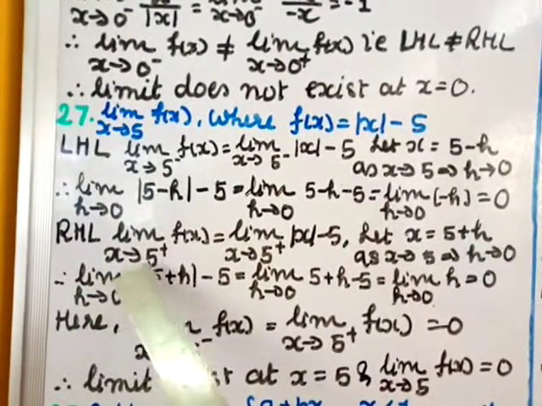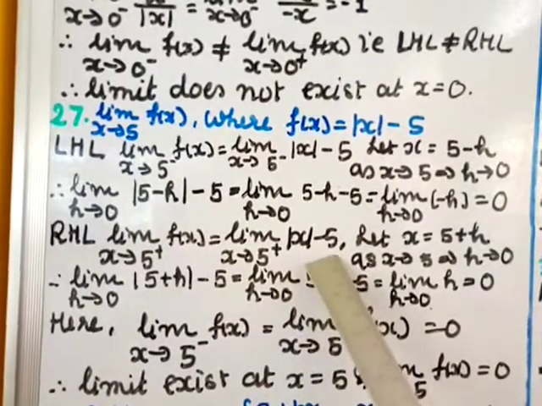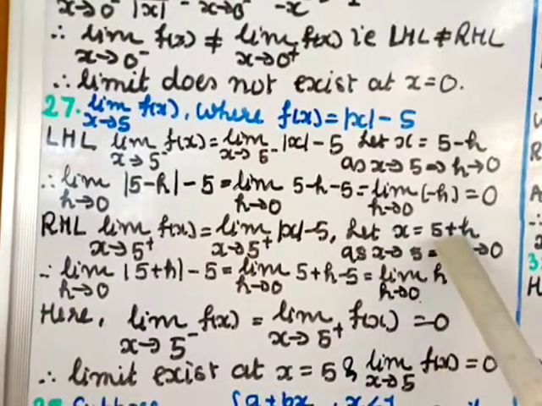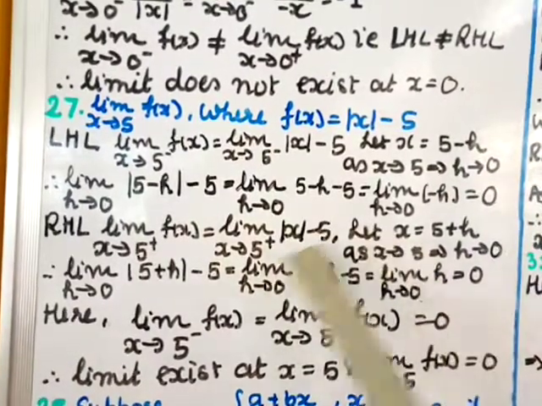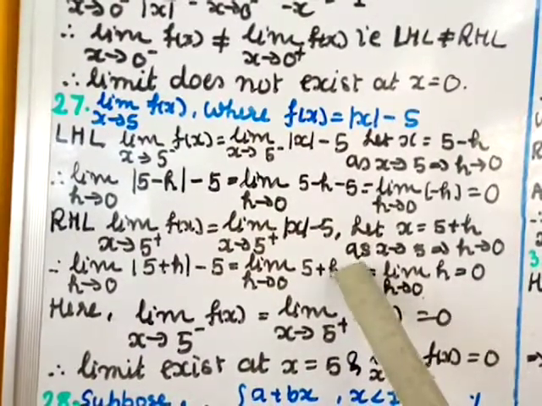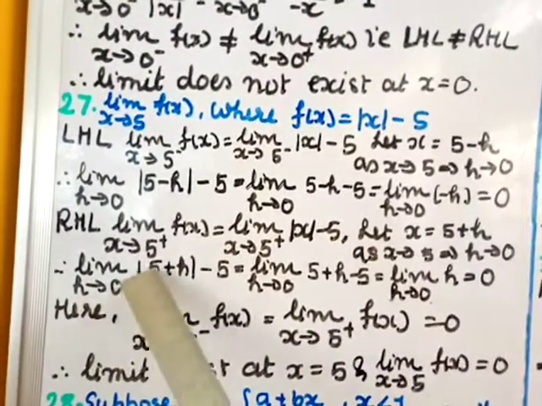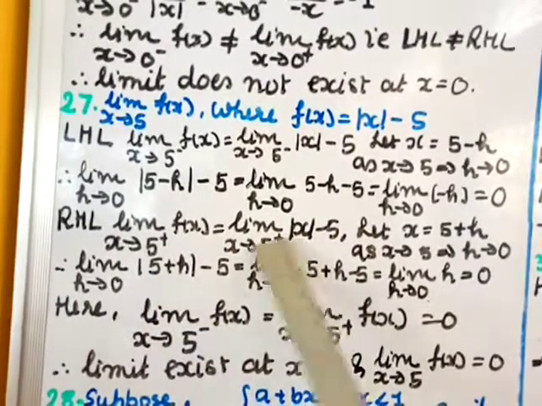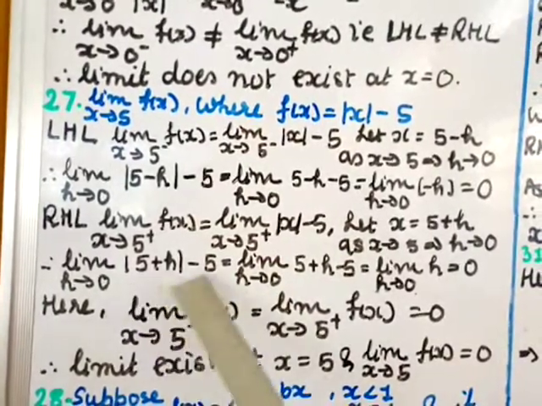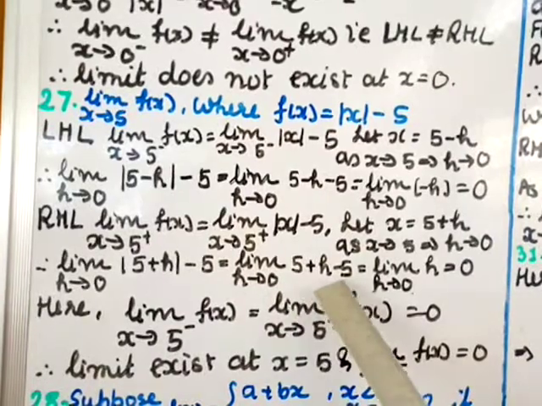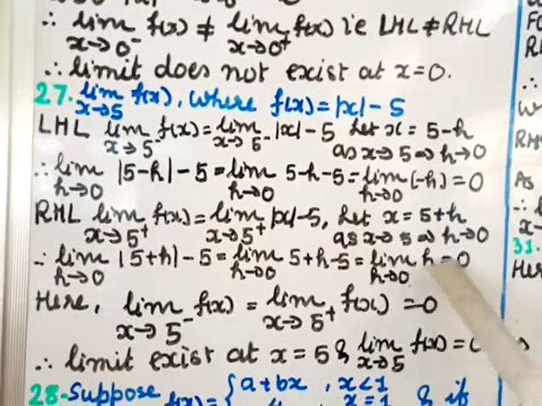Right hand limit: limit x tends to 5 plus f(x) is equal to limit x tends to 5 plus modulus of x minus 5. Here let us put x is equal to 5 plus h. If you transfer this 5 over here, it will become minus 5. If you put x value as 5, h value will be 0. That means as x tends to 5, h tends to 0. So the limit will become limit h tends to 0 modulus of 5 plus h minus 5, which gives you 5 plus h minus 5. The 5 and minus 5 cancel, so you get limit h tends to 0 of h. Now apply the limit, you put 0, so answer is 0.